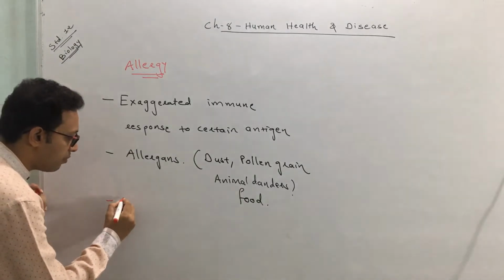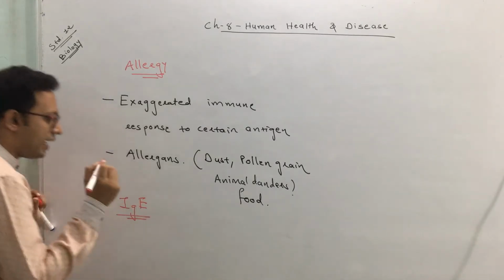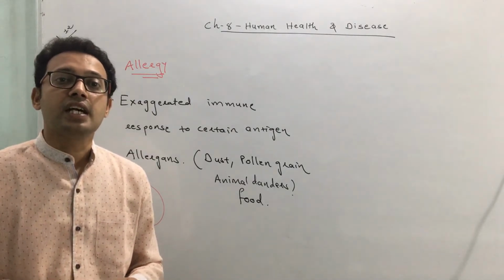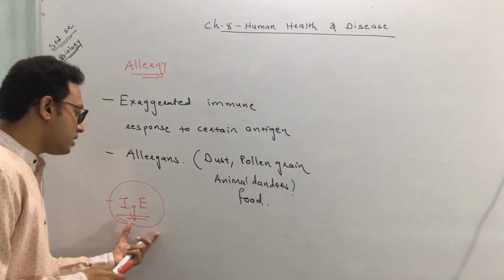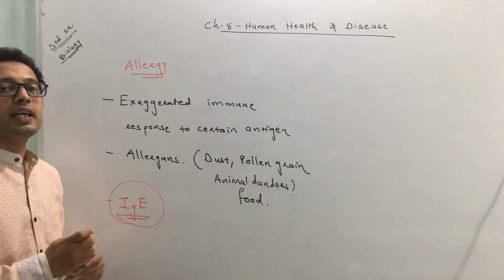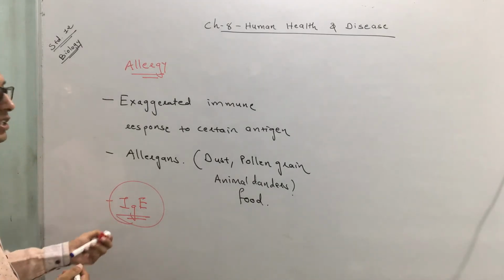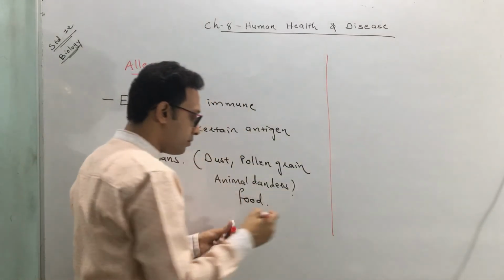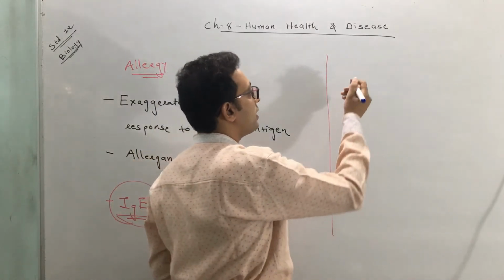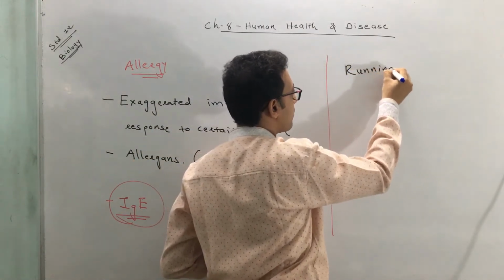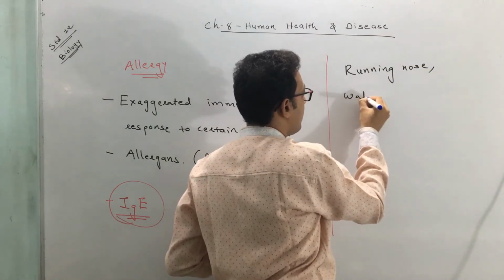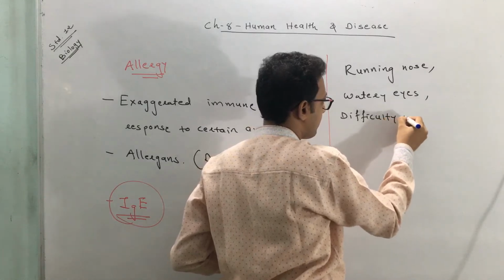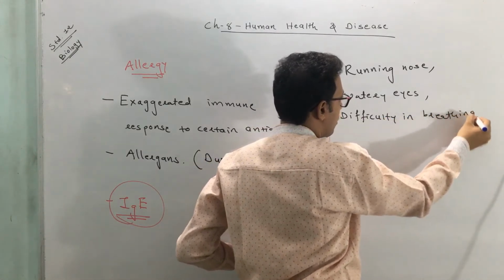Here there is a role of antibody. Which antibody plays a role in allergy? The name you have to remember: the antibody which plays an important role in allergy is IgE, immunoglobulin E. The allergy produced by reactions of the IgE antibody shows certain symptoms. So what are the symptoms that occur in allergies? The symptoms usually reported are runny nose, watery eyes, difficulty in breathing, or redness.